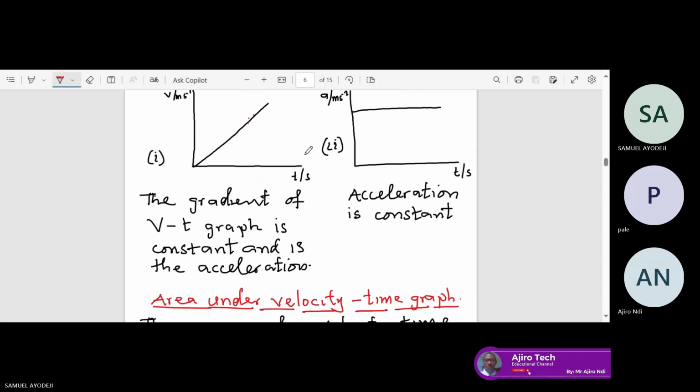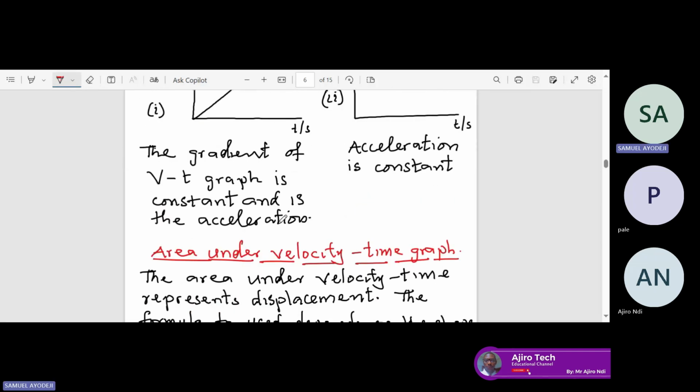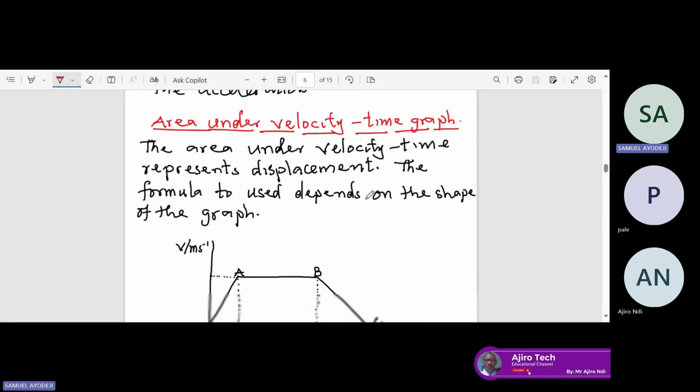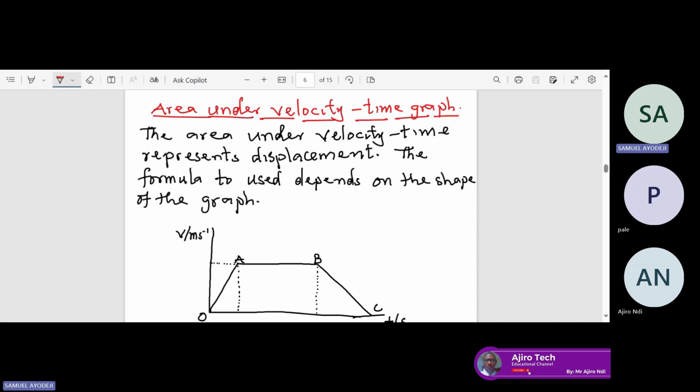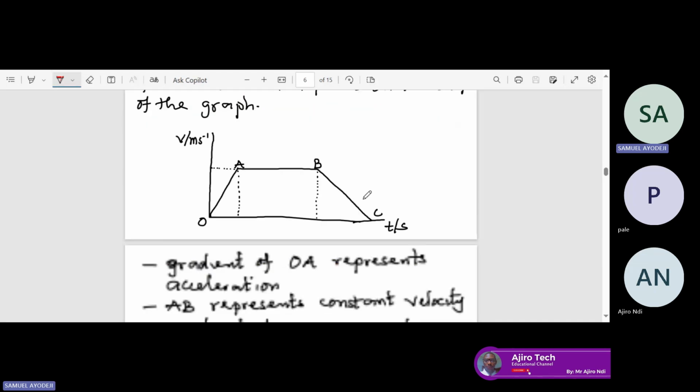So the time graph is constant, fine. Area under the velocity-time graph. I won't waste time; you should understand this. Area represents what? The distance, the displacement. Area under the graph represents the displacement. So that depends on the nature of the graph.